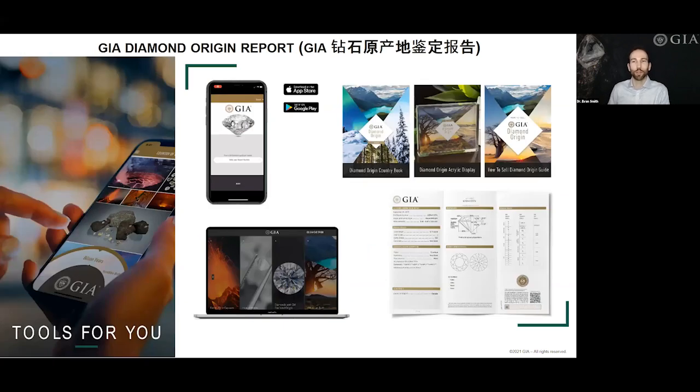There is also an attractive app with additional information to enrich the report. The app is already available for anyone to download. GIA has prepared some additional resources for retailers to help them navigate the topic of diamond origin with customers.